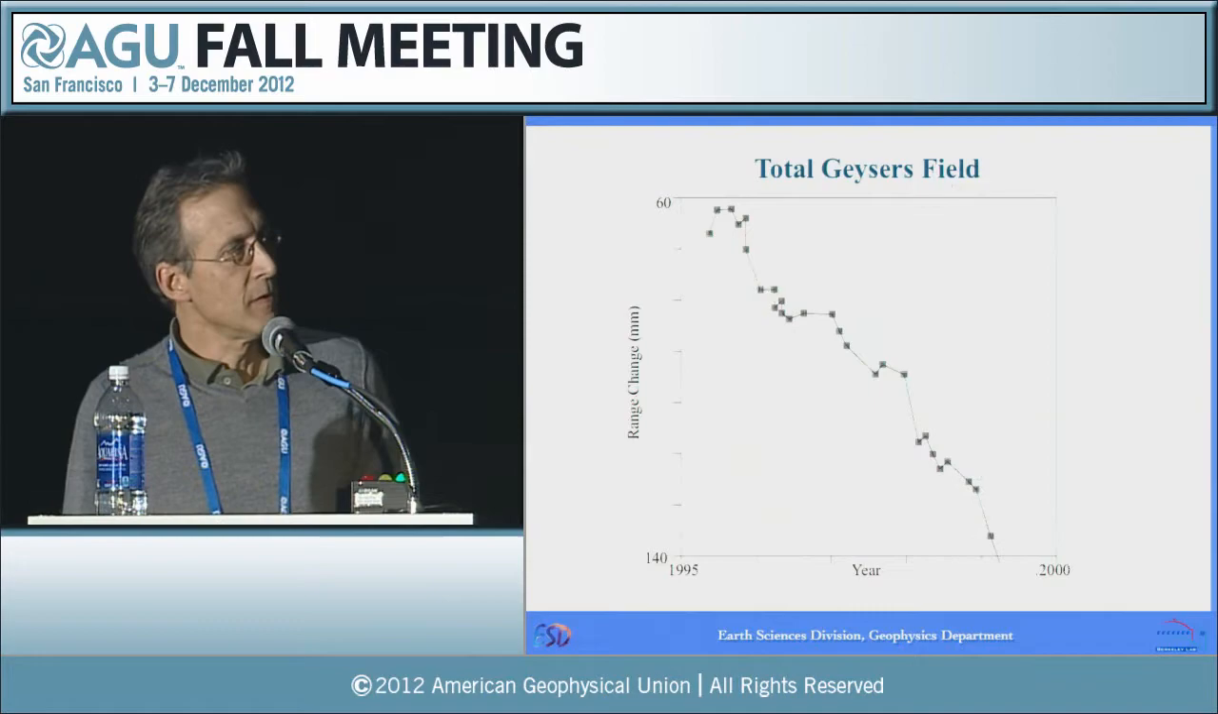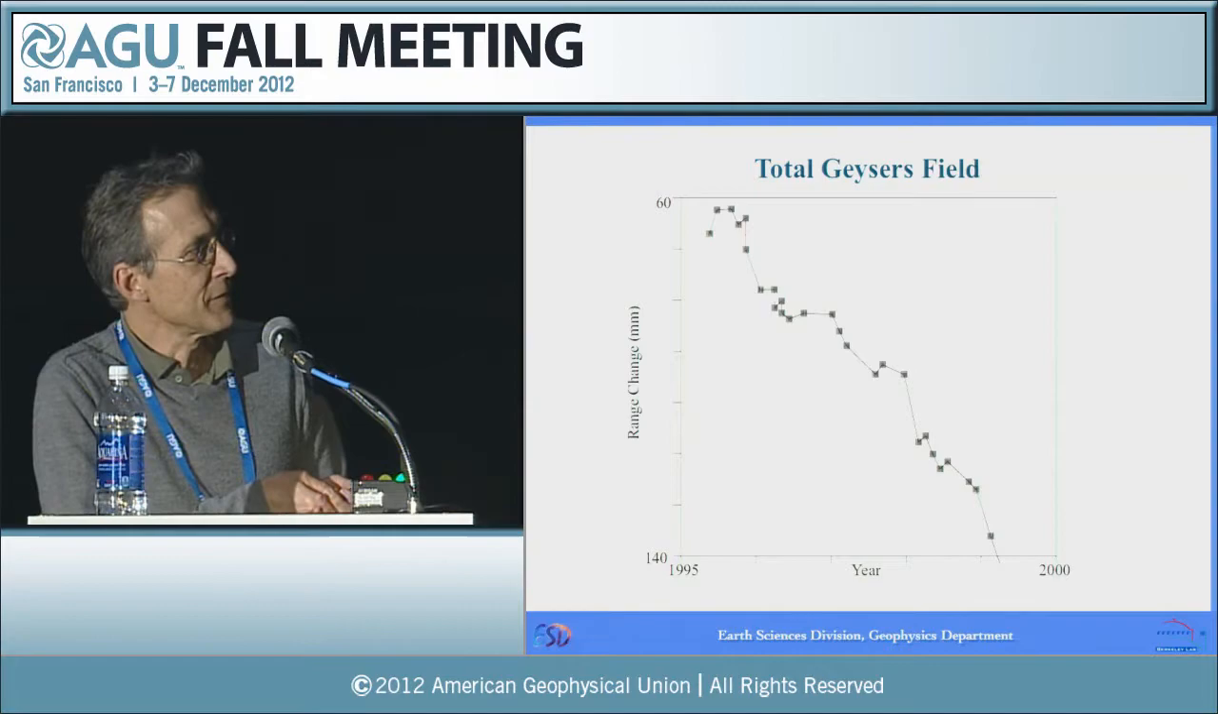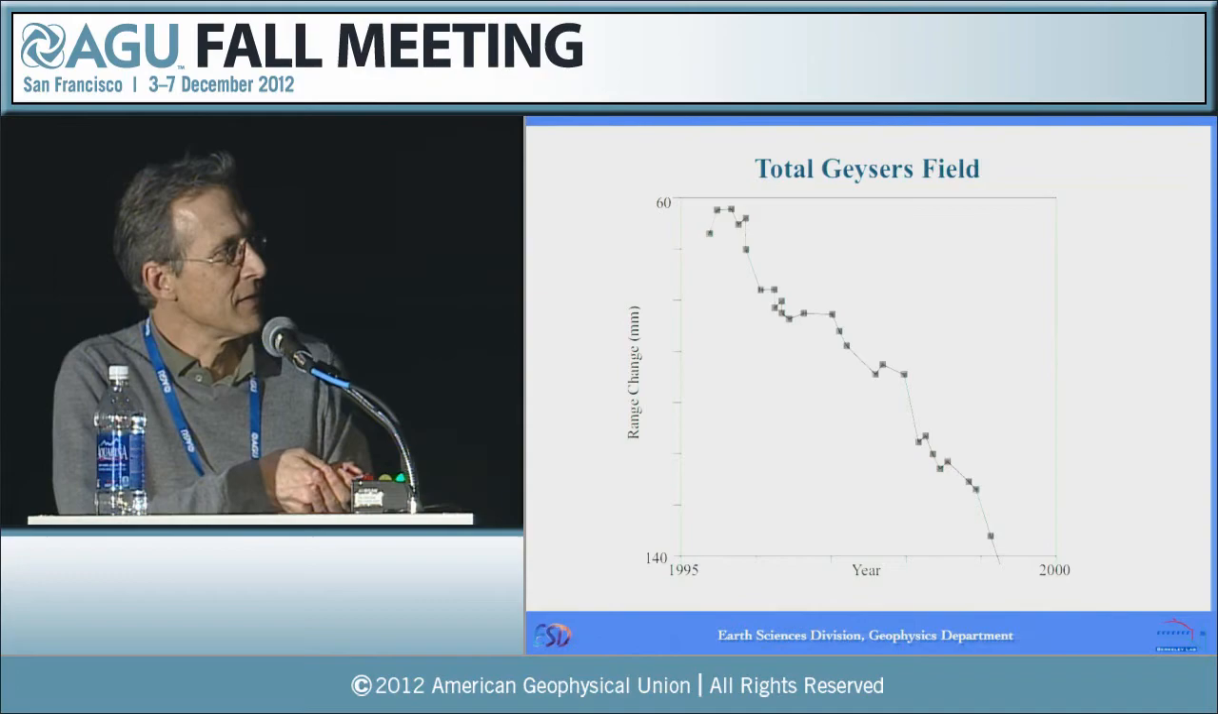Okay, if we look at, for example, an average of the points in the middle of the Geysers, you can see the range change, and it's positive downward now, so this is increasing range change, and it's in millimeters. So again, this is a change in distance to the satellite, so you can think of this as a proxy for subsidence in a lot of cases. So this is from 1995 to 2000, or actually 1999.